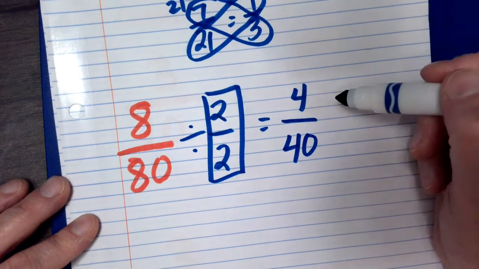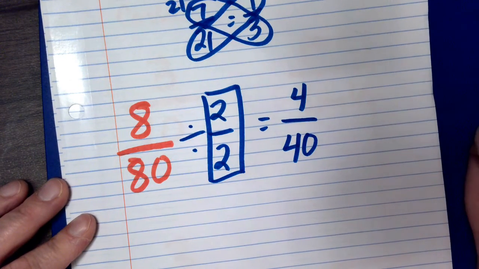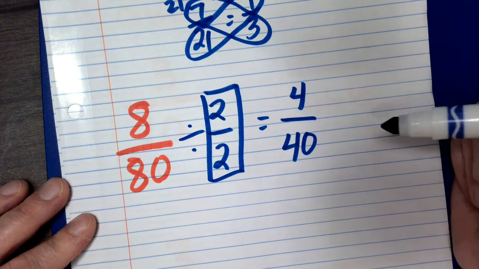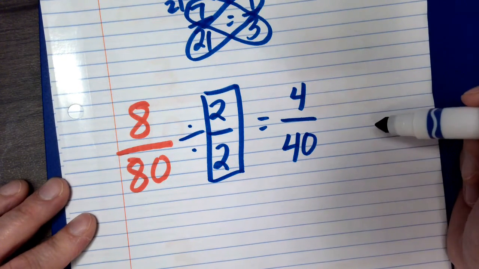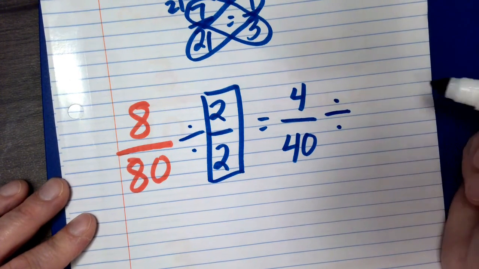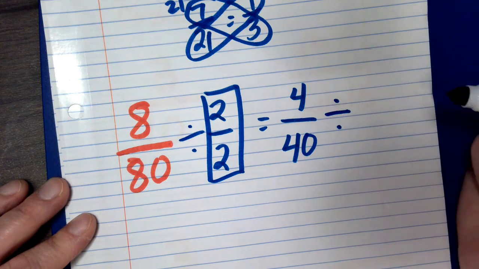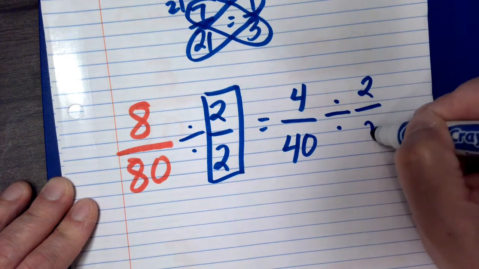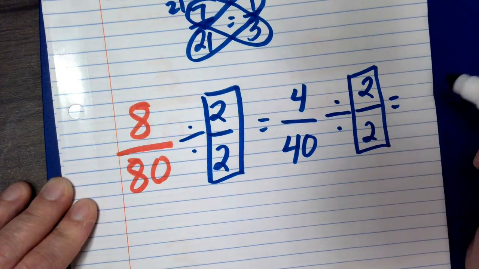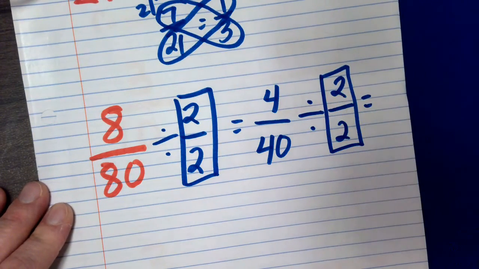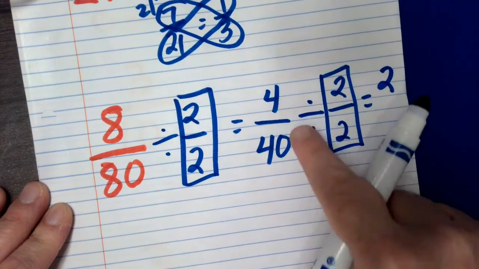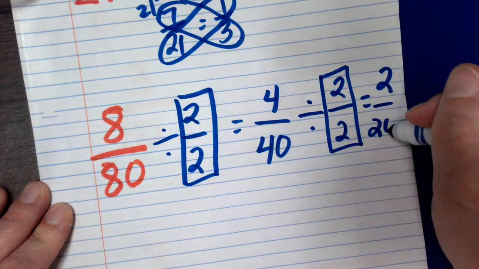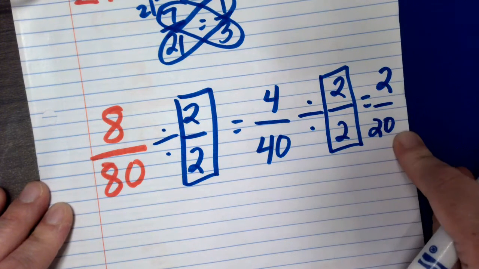Now you can see I still have even numbers here. I have 4 and 40. So what I can do again is I can divide another time. So my factors of 4 and 40, I could also do 2 again because they're both even numbers. So let me go ahead and do that. And I have 4 divided by 2, and that gives me 2. 40 divided by 2, that gives me 20. And I'm down to 2/20ths.